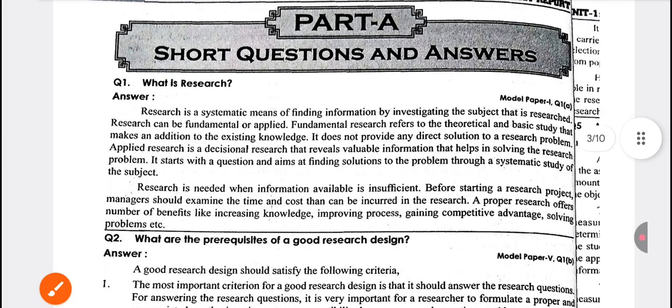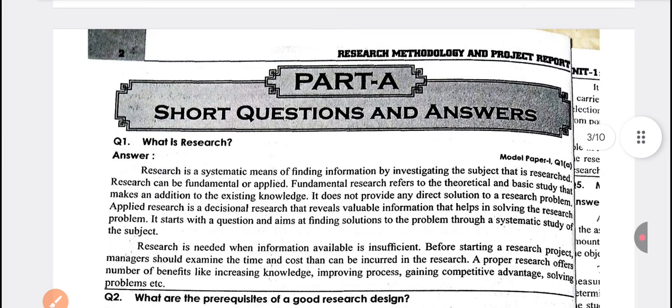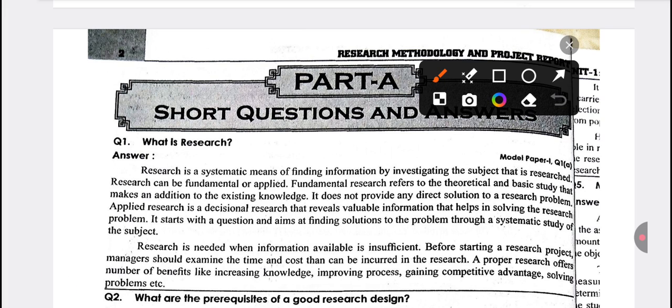Okay, so in unit number 1, the first topic they may ask about is research. You need to understand the meaning, and you need to learn the definition of research. So what is research? Research is nothing but finding information by investigating a subject or a situation. You are finding the information. To find out the information, what are you doing? You are doing the investigation. Whatever the topic you need to research, you are doing that. That is called research.